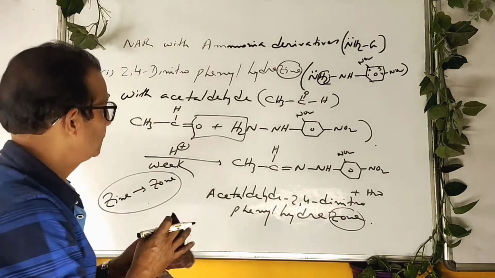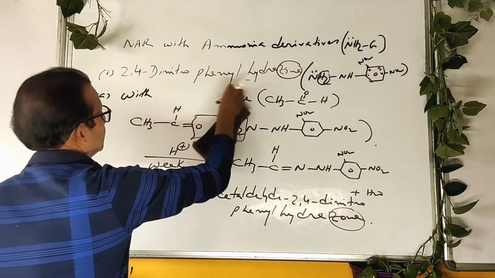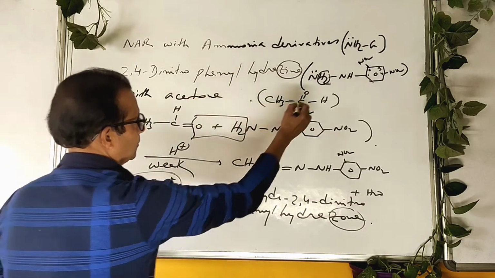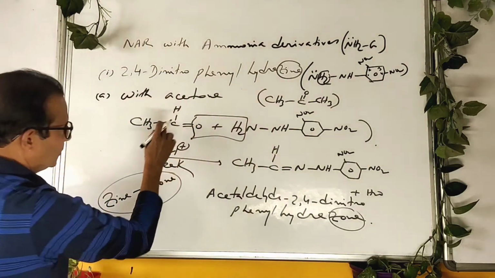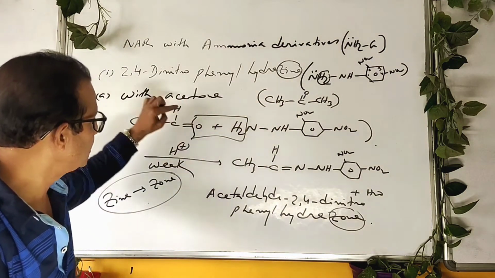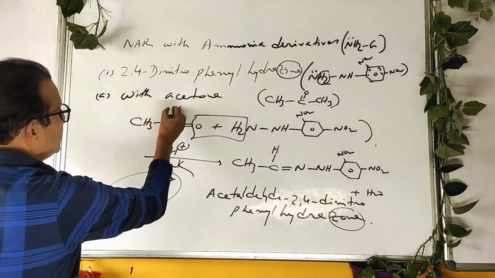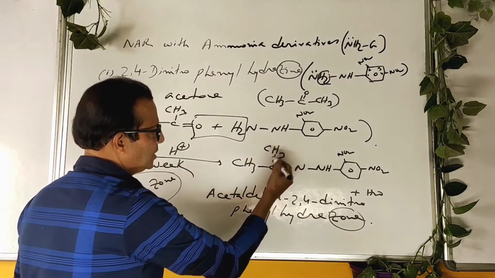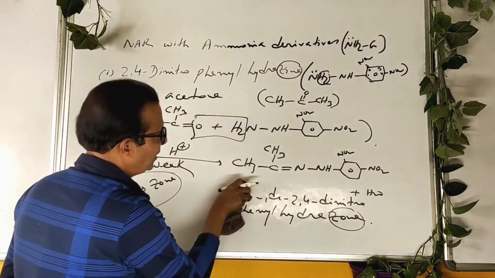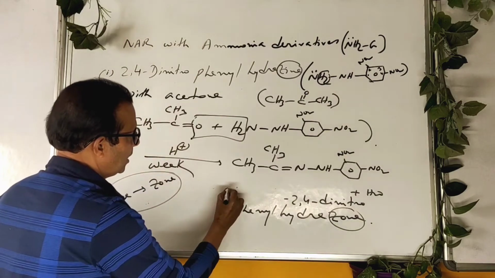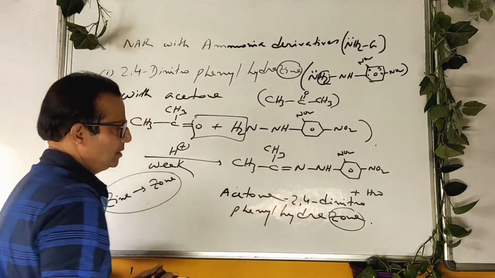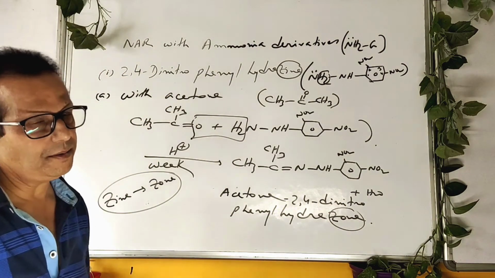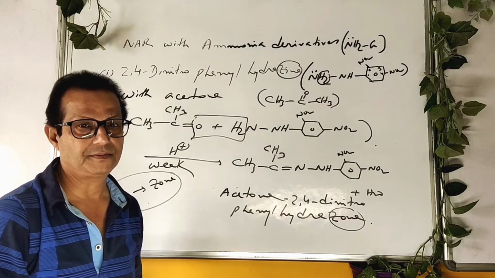It is very easy to write acetone. Just instead of hydrogen, write CH3. So here instead of hydrogen, write CH3. So the product name is acetone 2,4-dinitrophenylhydrazone. One thing, remember it, this is very important for entrance.